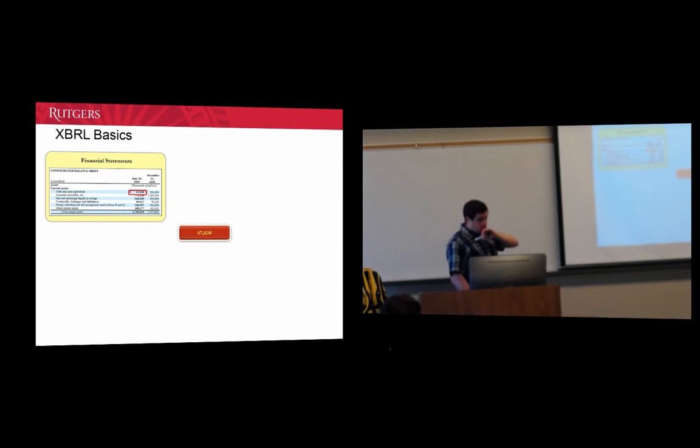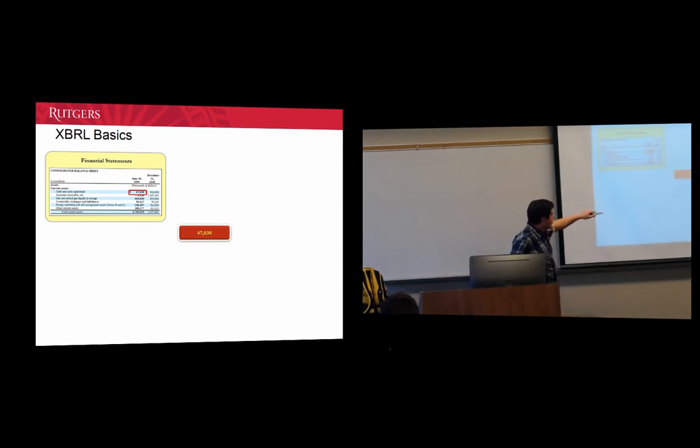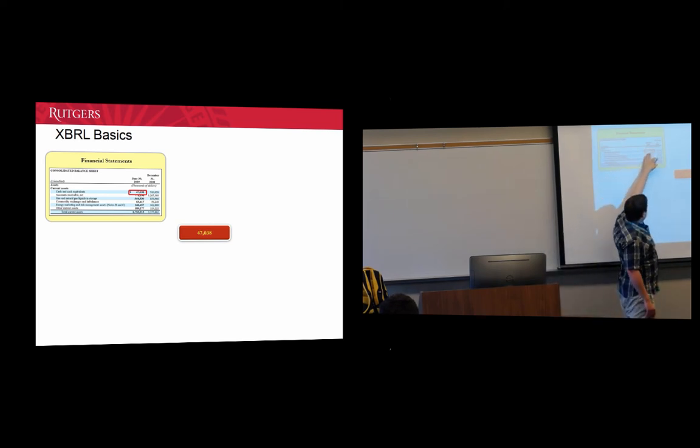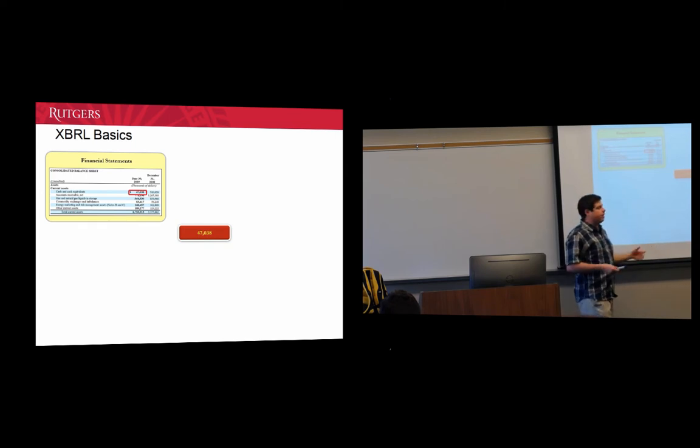So this example takes a look at cash and cash equivalents. Normally you would see 47,038,000, because it's in thousands, and it's just a number. So you, as a human reader of this financial information, look at this number and you know some information right off the bat.